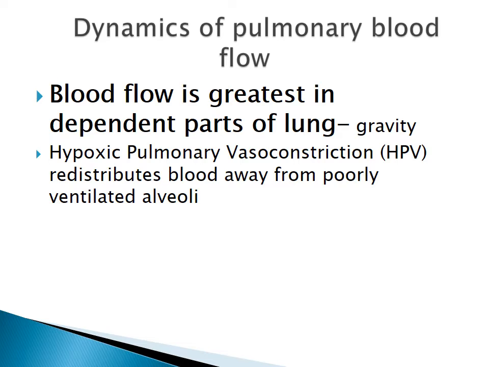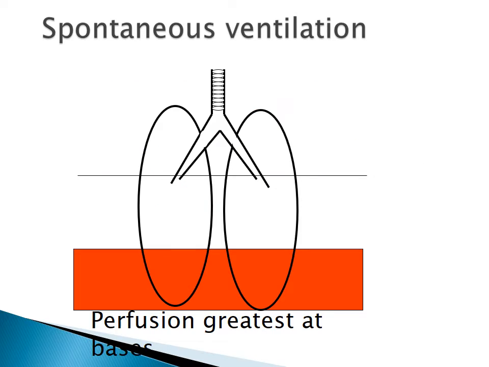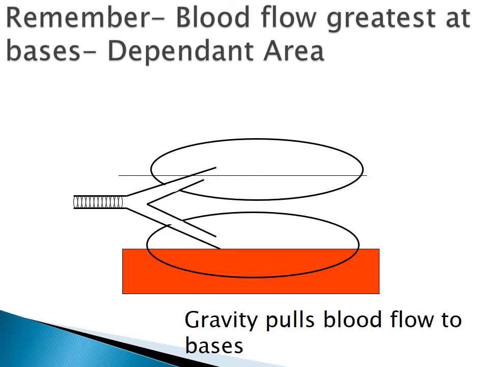Okay, that's optimal. We want to have that. That's good. We're going to talk about HPV here in a little bit, but it redistributes blood away from poorly ventilated alveoli. We'll talk about that a little bit more in just a little bit. So perfusion is greatest at the bases. Some of it's in a lateral position, right? Greatest at the base. All right.